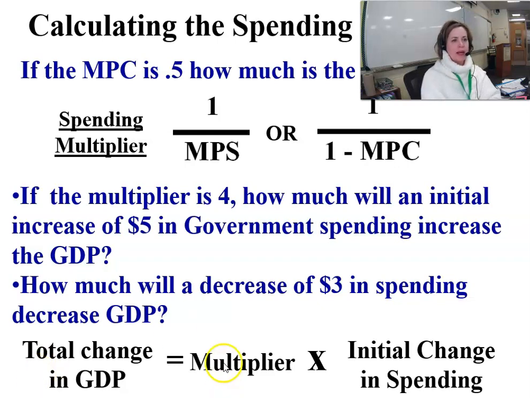So if the multiplier is 4, how much will an initial increase of $5 in government spending increase GDP? And how much will a decrease of $3 in spending decrease GDP? The total change in GDP is calculated by taking the multiplier times the initial change in spending.